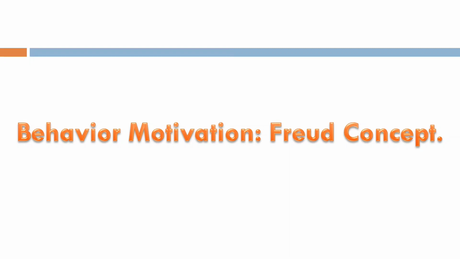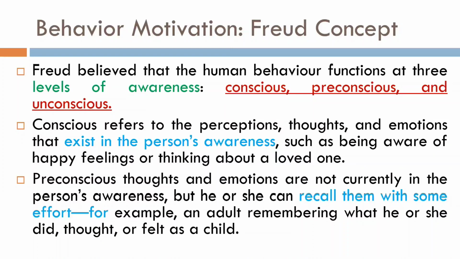Moving to the behavioral motivation by Freud concept. Freud believed that human behavior functions at three levels of awareness: one is conscious, one is preconscious, and the other is unconscious. The conscious refers to the perception, thought, or emotions that exist in the person's awareness. What the person knows at the immediate time is the conscious level of awareness.